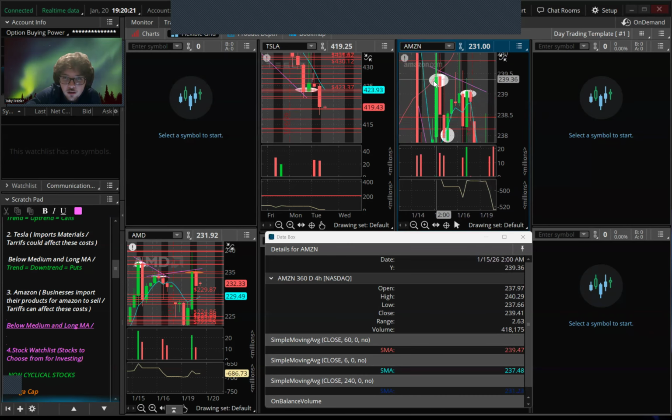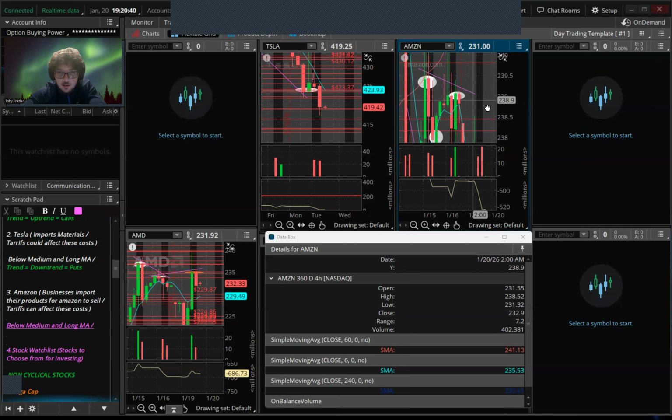So we have a lower high. Close at 41 and open at 42. So at 42 cents, there's the swing high.